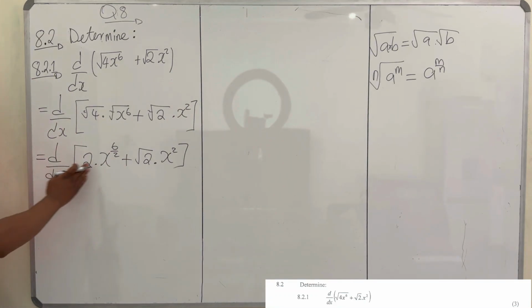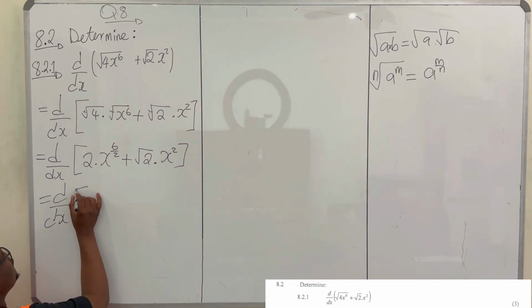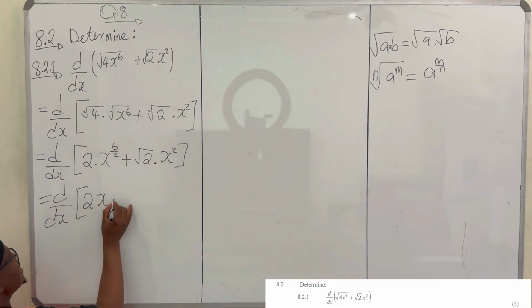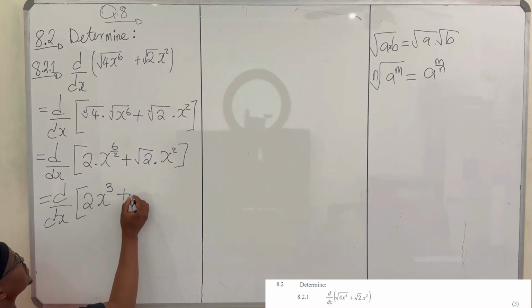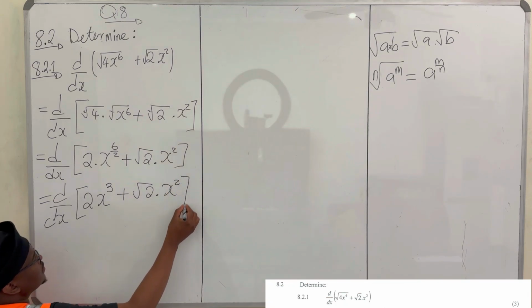So what do we do? Let's first simplify this to the simplest form. So this is equal to the derivative with respect to x of what is in here, which is 2x. What is the answer to that? The answer to that is 2x cubed plus square root of 2 times x squared.